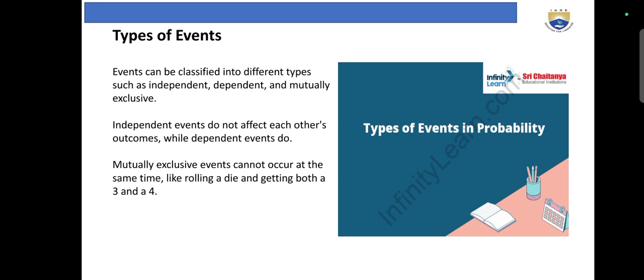Types of events and probability. Independent events do not affect each other's outcomes, while dependent events do.